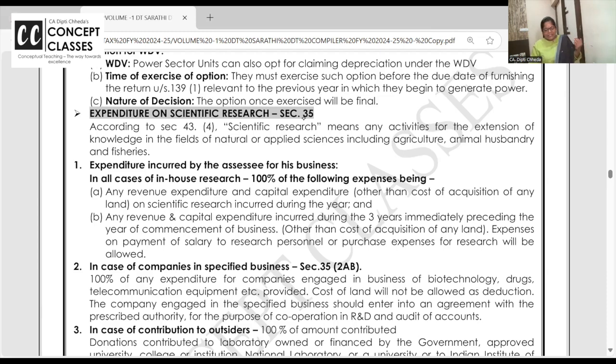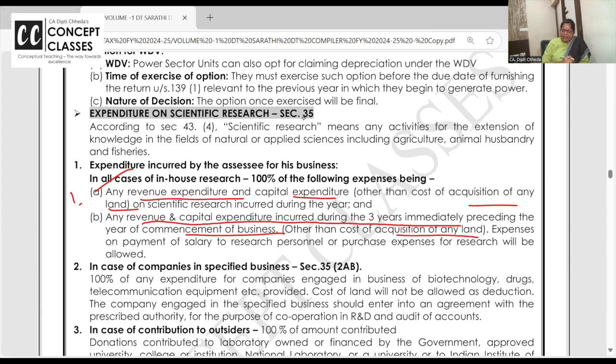Scientific research and development is an ongoing activity. If in-house any revenue expenditure is incurred, or capital expenditure is incurred, other than cost of land, it is allowed. Even capital expenditure, say you have purchased some machinery or a computer and you're using it for scientific research, 100% allowed. Revenue and capital expenditure incurred during 3 preceding years also, 100% allowed, other than cost of land.